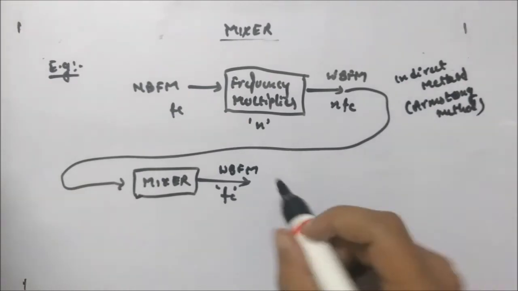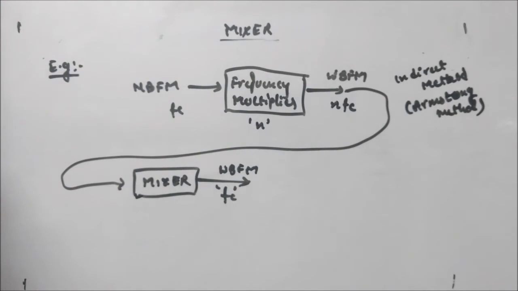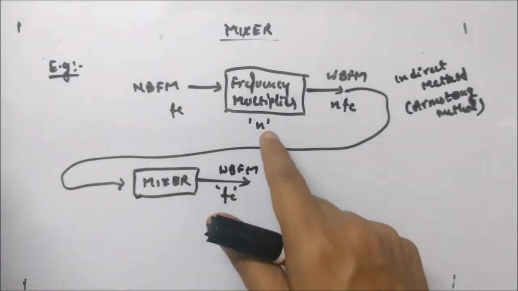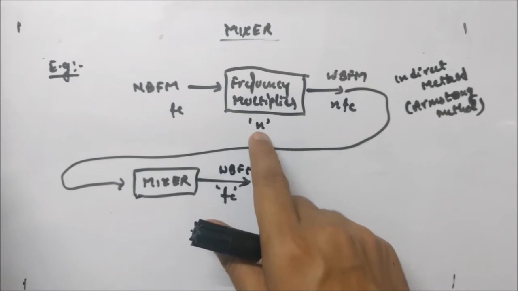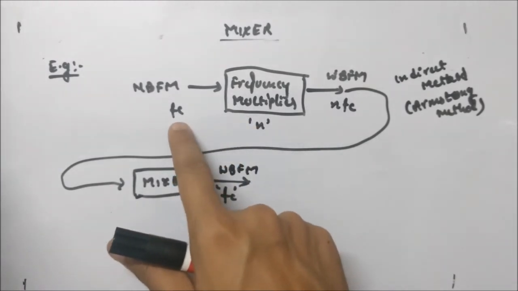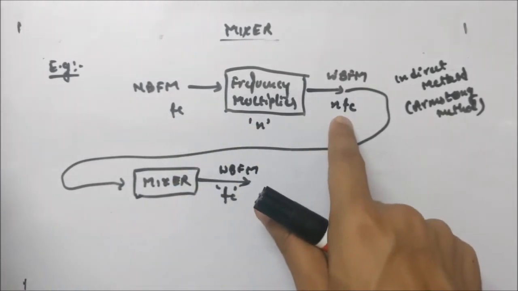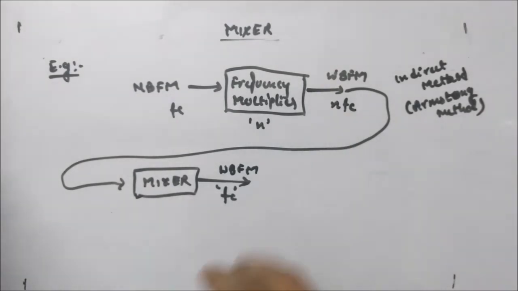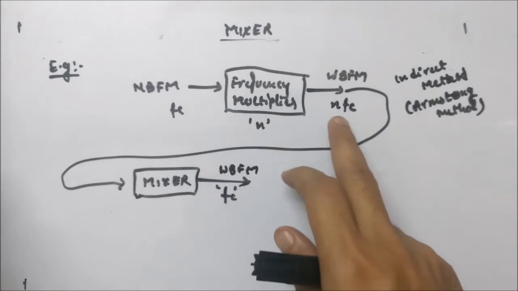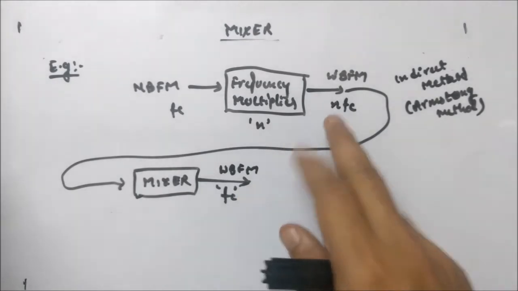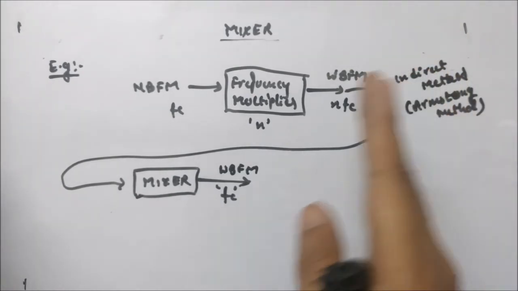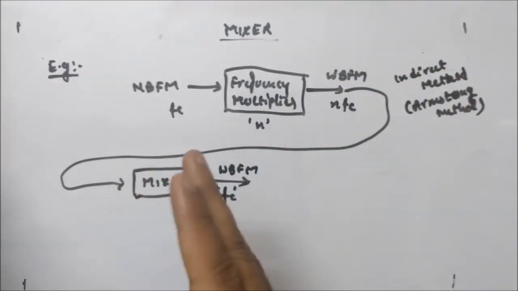So from there we were generating WBFM from an NBFM. Now the point is, we had a frequency multiplier with value n, and we had input fc, so at the output we were getting n into fc. But when we were using WBFM, our frequency was not nfc, it was at fc and then fc plus fm, fc plus 2fm, or fc minus fm, fc minus 2fm, and likewise it goes.